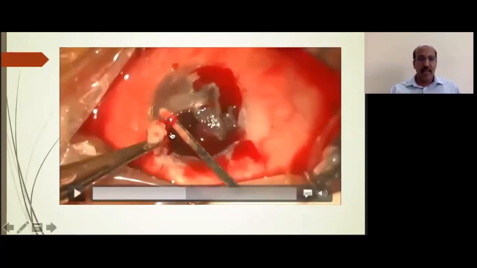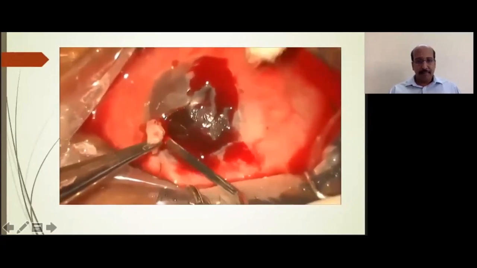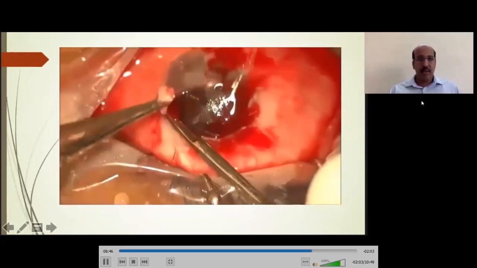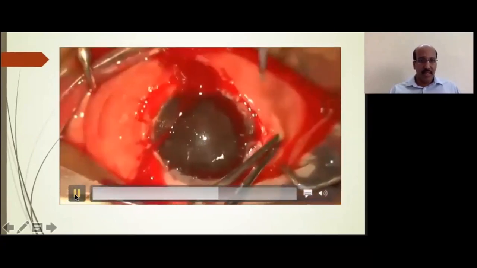Once this plane is reached, then you can use the blunt instruments 360 degrees in the periphery to create a plane, relieve it from the limbus, and then come centripetally onto the center of the eye, because if you try to come to the center of the eye first, it becomes thinner, there can be perforation. Periphery is always thicker. It also helps in dissecting the pannus easily.